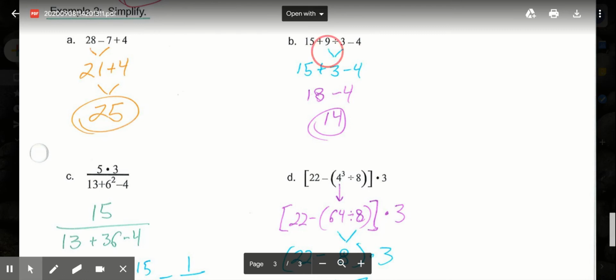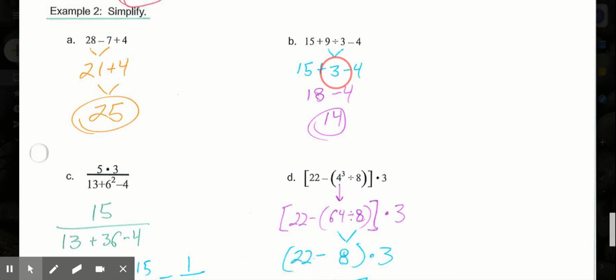In B, we have to take care of division first. So 9 divided by 3 gave me 3. Bring down what we didn't use and rewrite it. So 15 plus 3 minus 4. Now we can work it left to right. 15 plus 3 is 18. 18 minus 4 gives me 14.